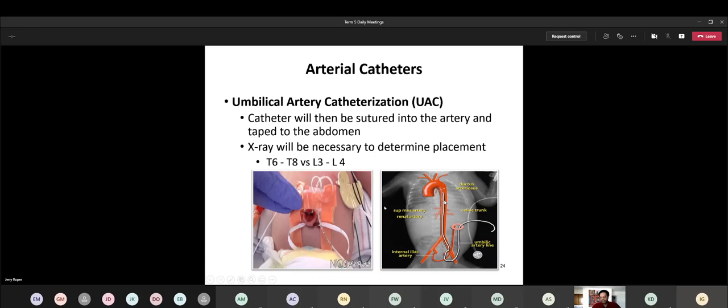And then with the UAC, now you can connect that to a transducer and measure blood pressure, real-time blood pressure, and then you can also collect ABG samples as you need to. The UVC could be connected to a transducer, and then that way you could now measure CVP, or right atrial pressure.